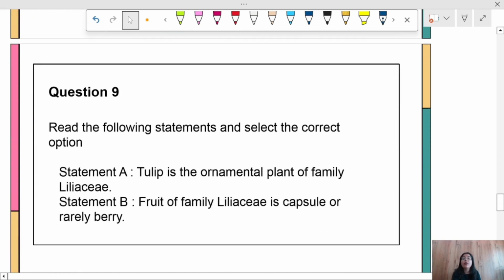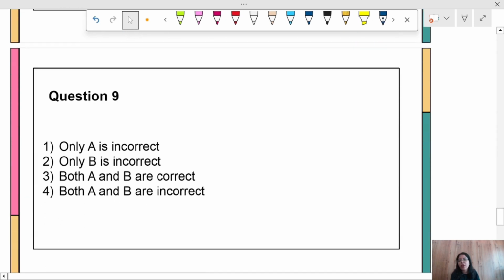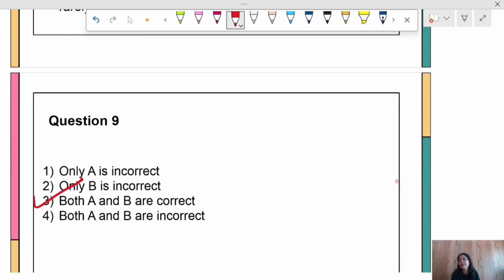Okay. Now you have 2 statements. Tulip is ornamental plant of lily family. Correct, right? Fruit of lily is capsule or rarely berry. Yes, this statement is also correct. When you study Solanaceae you have mostly berry, right? And capsule is also there in Datura in Solanaceae. But in NCERT it is mentioned that in lily capsule is more common, berry is a rare condition. Okay, so here both the statements are correct.